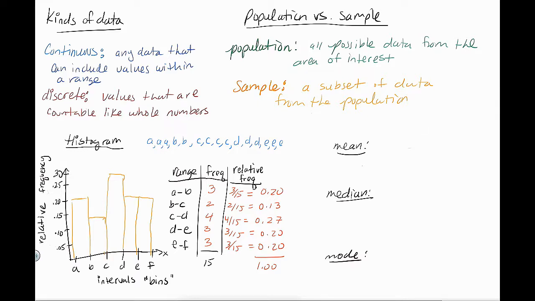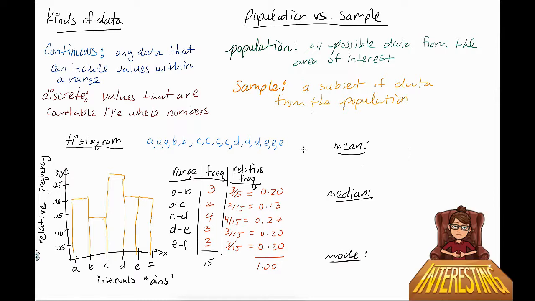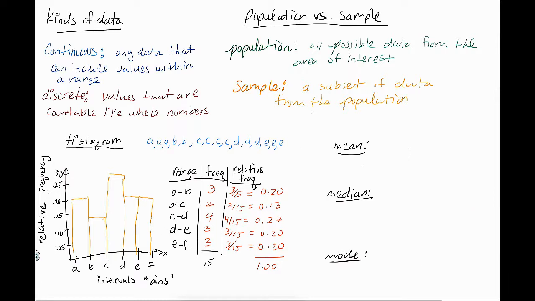Before we continue on, let's also look at what's called a histogram. So a histogram is a visual way to represent the frequency of your data. Now, don't confuse that with a bar graph. Histograms are very different from bar graphs. With this, I have a set of data right here, just random letters. And what I did is I set up ranges, and then I wrote down their frequencies.